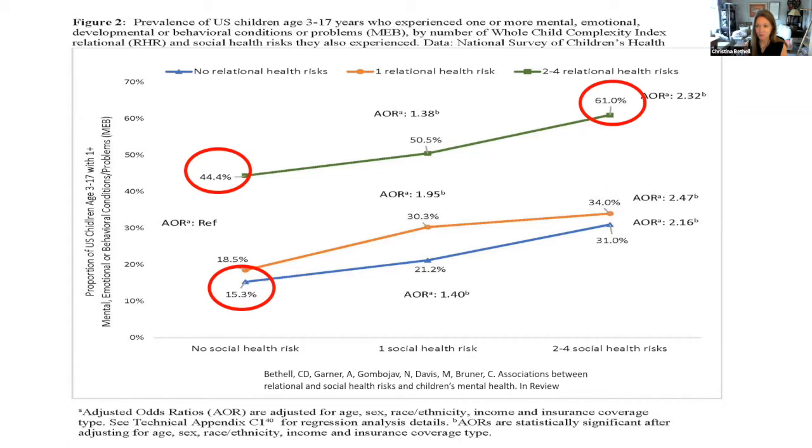Starting at age 3, we can measure this. So this is a very big deal. And often the populations that are enrolled in Medicaid are the most vulnerable. And so you can see that it is not a small proportion, and that about 60% of children who have relational health risks do not also have those economically associated social health risks.